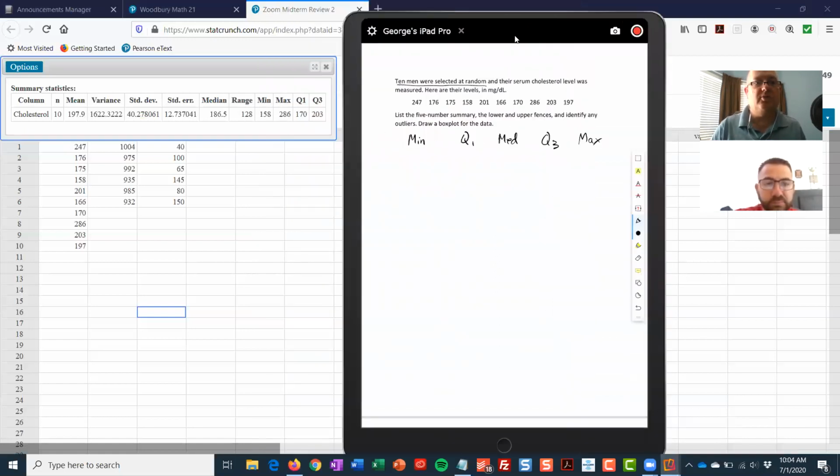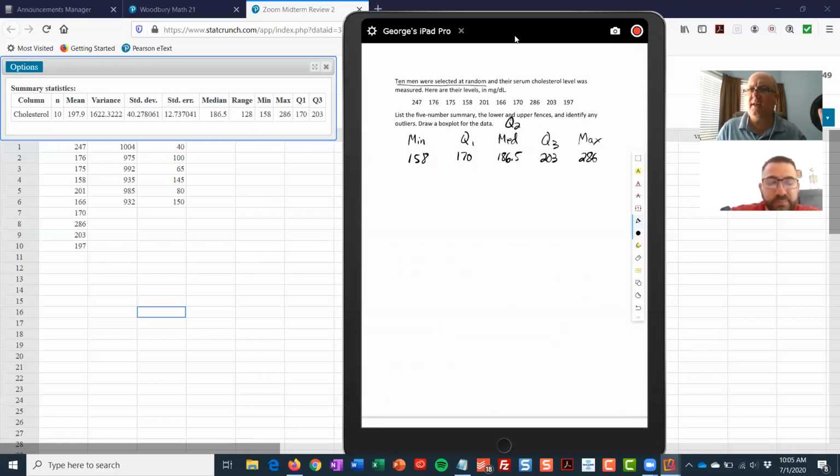So I know the minimum is listed as 158. Now we don't need StatCrunch for that, right? We could look at it and see what's the smallest value. The maximum is 286, same thing. The quartiles were 170 and 203. And one thing about the MyMathLab test is that it asks you for Q1, Q2, and Q3. Just remember that the median is Q2. The median here was 186.5. So that's the 5-number summary.